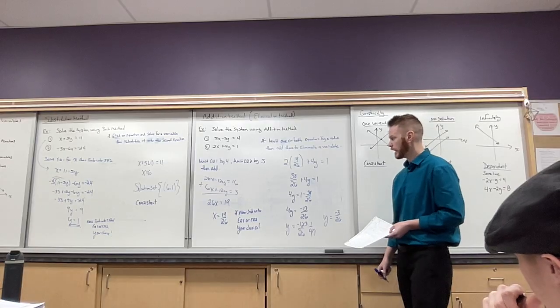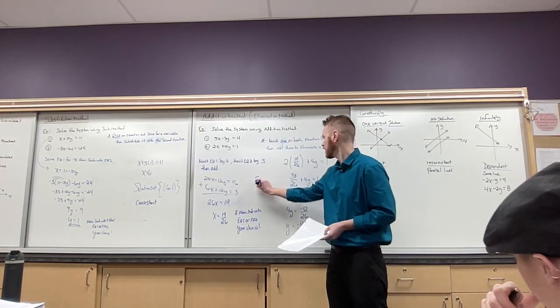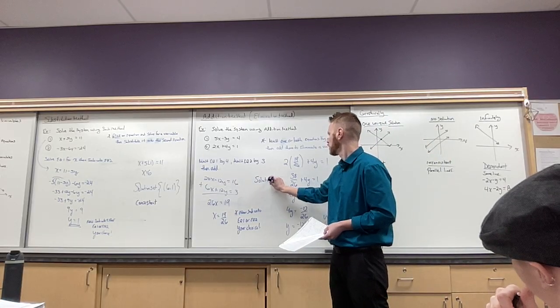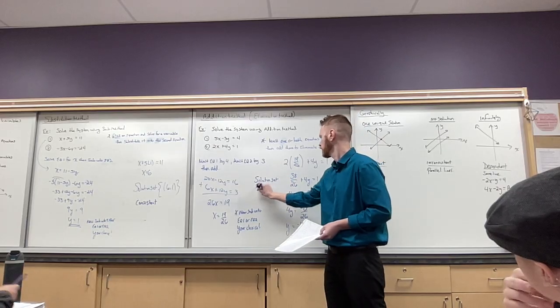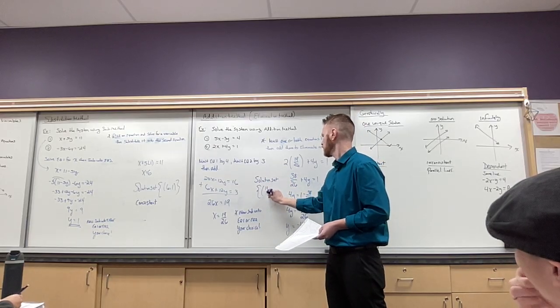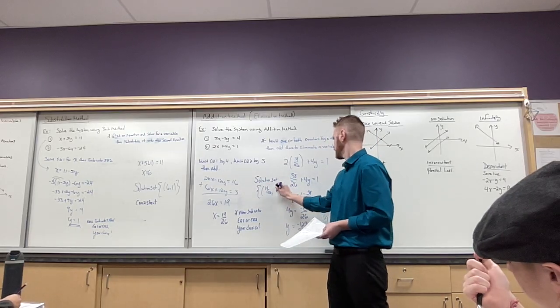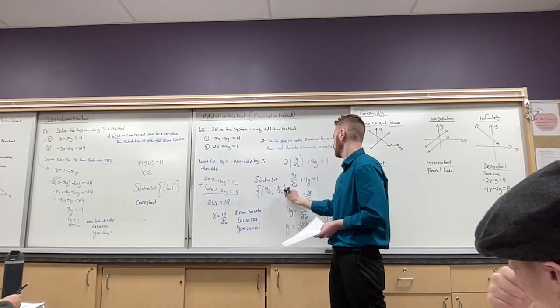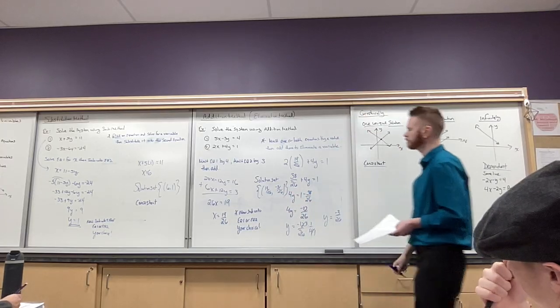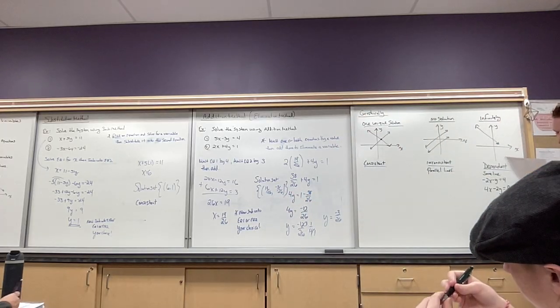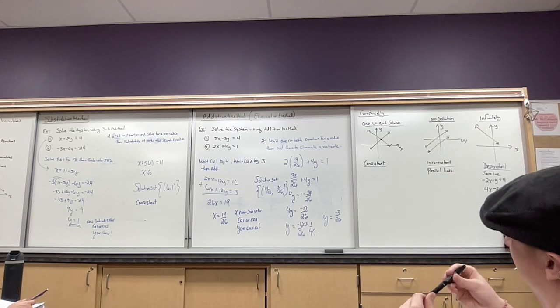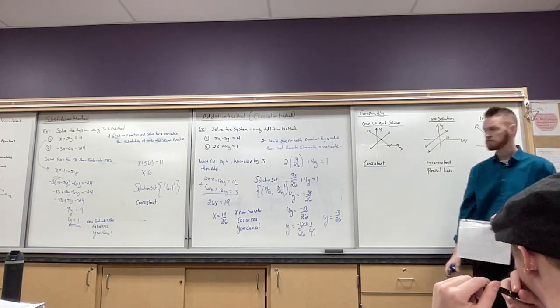So now I have to write my final answer. I can put it right in the middle. Solution set: 19 over 26, negative 3 over 26. There we go. So, any questions on that? So far, so good?